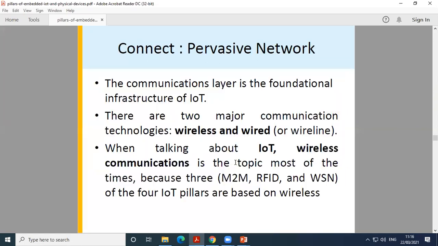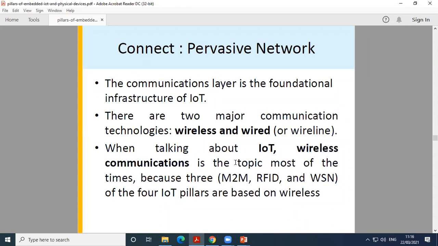Now we are going to see the next layer, the next part of device connect and manage. We have seen the devices. Now we are going to see the connect. Connect means your pervasive network. We know that communication is the backbone of IoT based systems. We have to communicate with device to device, or transfer data from device to device. There are several communication technologies.